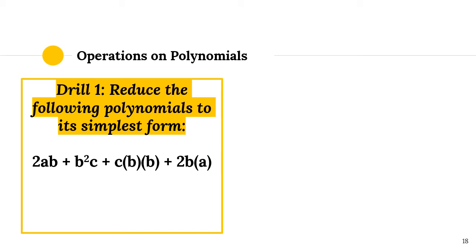So the first and the fourth are like terms that we can combine. Let's begin with the first and the fourth. 2 plus 2 is 4, so it's 4ab plus 2b squared c. That's the answer: 4ab plus 2b squared c.